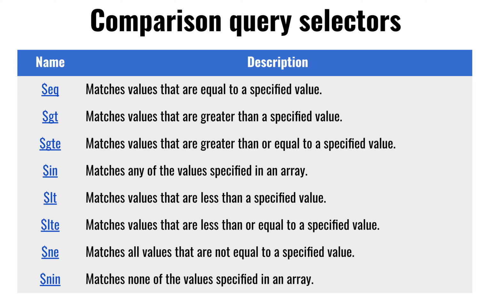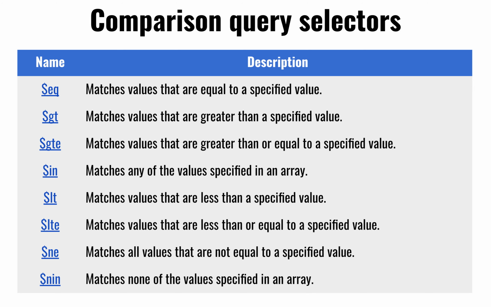There's quite a few of these selectors, and you should be somewhat familiar with how some of these work. There's equals, which just pattern matches to see whether two things are equal, greater than, less than, greater than or equal. In allows you to give an array of integers or an array of strings, and the field will be compared against all the values in that array. Less than or equal, not equal, and not in.